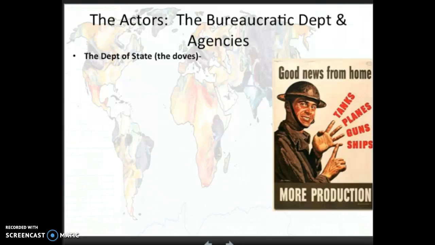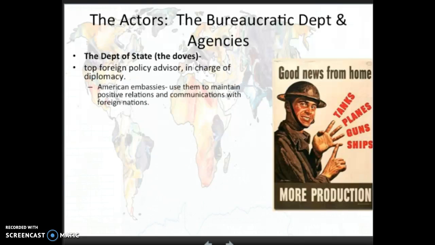The Department of State. The Department of State are kind of nicknamed the Doves because they are responsible for diplomacy. All right, so diplomacy is, again, going to another country and talking out your differences and trying to compromise over how to handle certain situations, building friendships, creating allies. The Secretary of State is the top foreign policy advisor in charge of diplomacy.